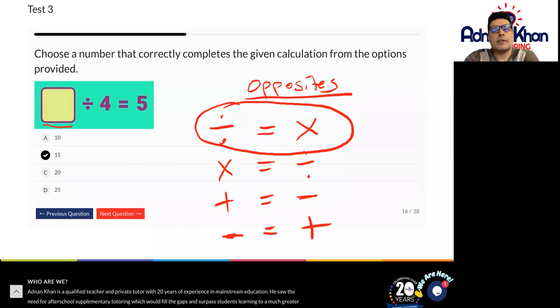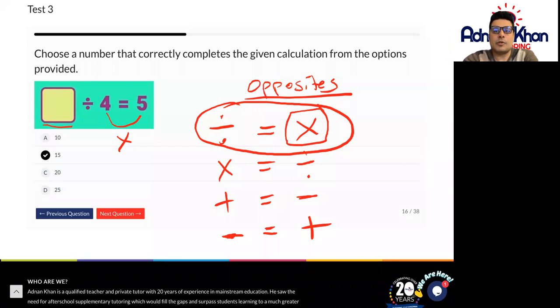So because we've got a division there, we are going to do the opposite and just multiply. So these two numbers, we're just going to multiply them. So what's 4 times 5 or 5 times 4? So 4 times 5 or 5 times 4 is 20.